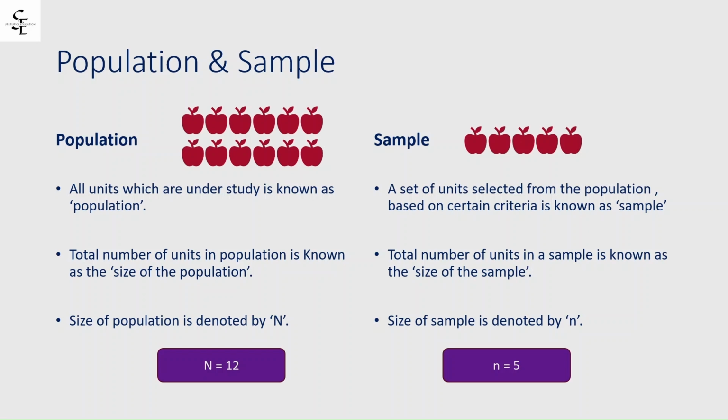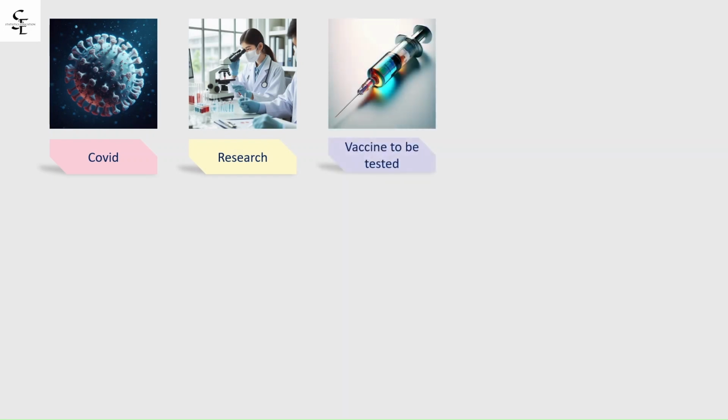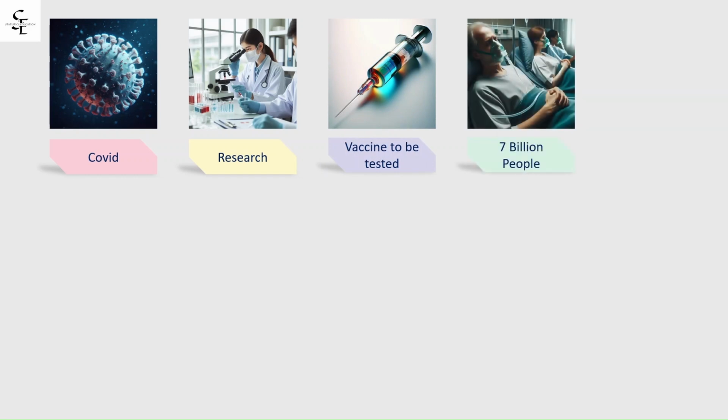Now let's understand the population and sample concept with the help of a couple of examples. In 2020, coronavirus spread across the globe. The doctors started to find a treatment and they managed to create a vaccine for the virus. There are 7 billion people across the globe. If doctors give this vaccine to all 7 billion people without testing, it may expose every single individual to the side effects of the vaccine.